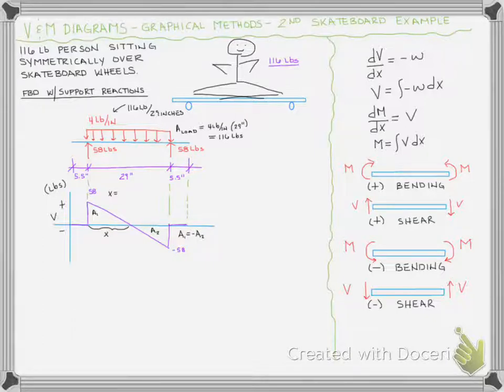To get that x, all you have to do is take the height of the triangle, which would be 58 pounds, and divide it by the rate at which we were dropping. We were dropping by the load, so we were dropping at 4 pounds per inch, and that turns out to give us 14.5 inches. So our x is equal to 14.5, which matches the symmetry of the problem. And of course, we can identify our Vmax, and I'll say the absolute value because we have the same amount positive and negative, and that's just going to be our 58 pounds. It's always good to identify our maximum shear and our maximum moment from our diagrams.